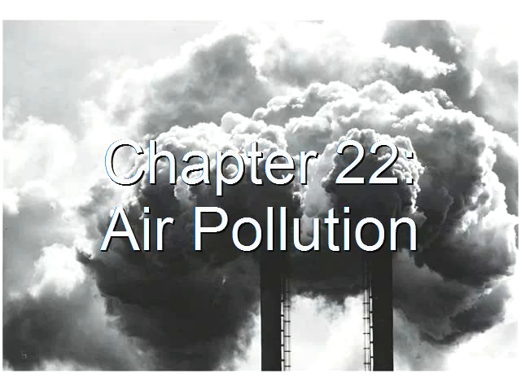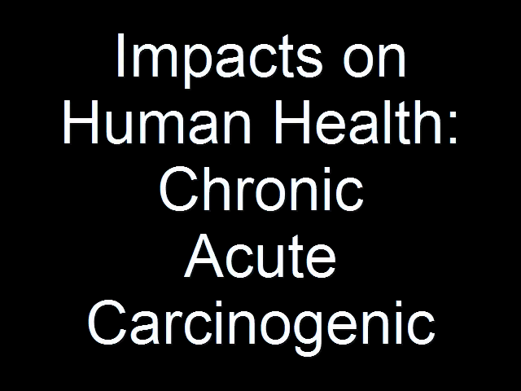Air pollutants are gases or aerosols in our atmosphere that have harmful effects on human health, on plants, or on materials. Impacts of air pollution on human health can be chronic, acute, or carcinogenic. Chronic impacts refer to a gradual deterioration of a variety of physiological functions over periods of years, which can happen, for example, with lead poisoning.